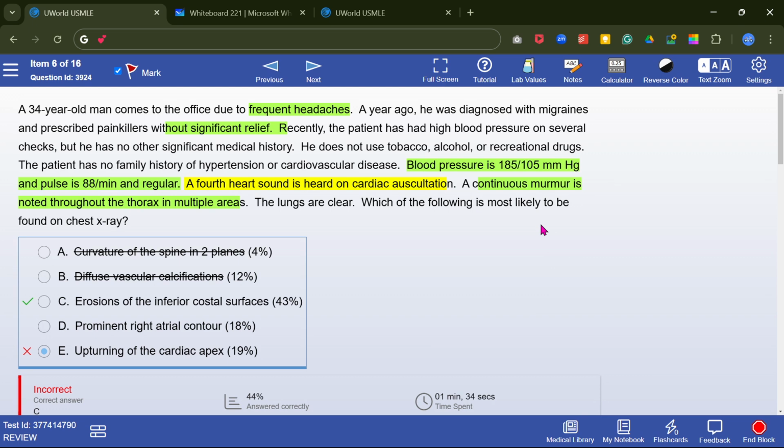Okay, next question. Frequent headache with no relief from painkillers, blood pressure 185/100. There is a fourth heart sound, S4, and a continuous murmur noted throughout the thorax in multiple areas. We know that a continuous murmur can be PDA. Age 34. Blood pressure is high, and there is a continuous murmur. Lungs are clear. There is frequent headache.